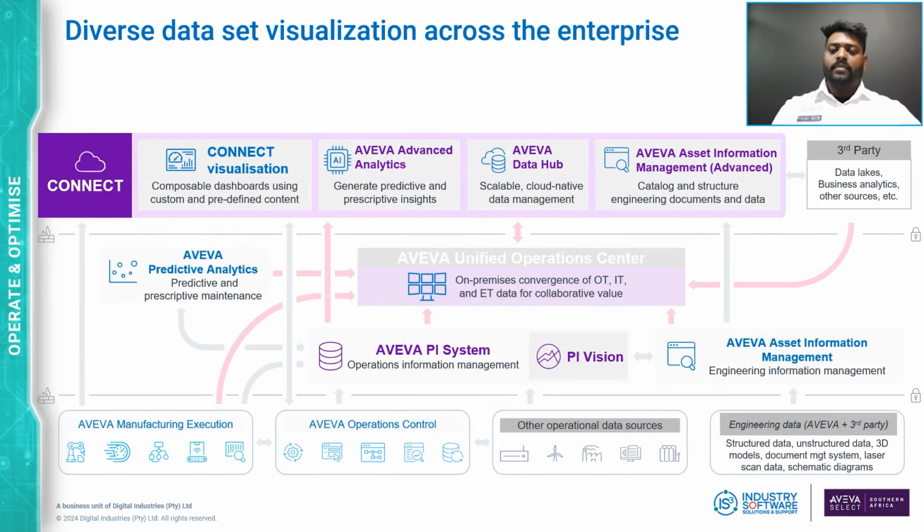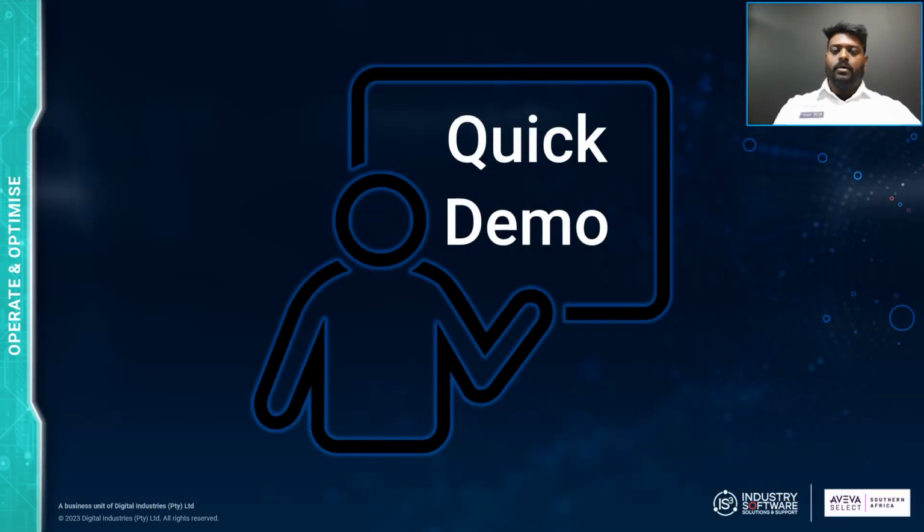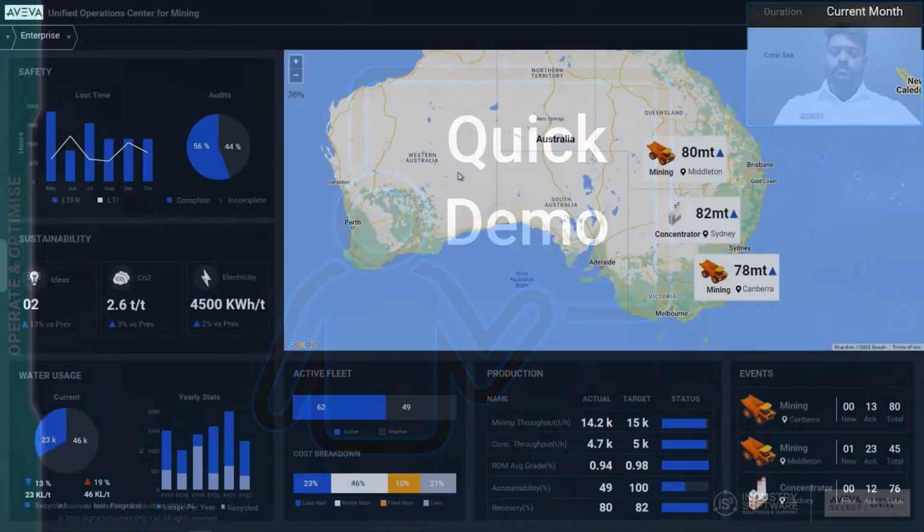As you can see, we have a diverse set of visualization across the enterprise. We have information feeding to the UOC Center from all different software packages and conversions of OT, IT, and ET data for collaborative value, including to AVEVA Data Hub and utilizing Connect Visualization, where we compose dashboards using custom and predefined content. Let's take a look at a quick UOC for mining demo.